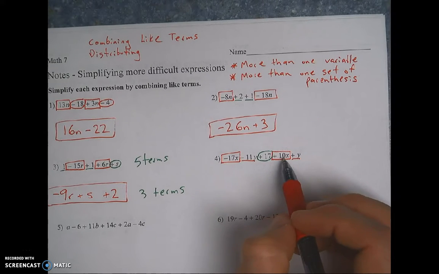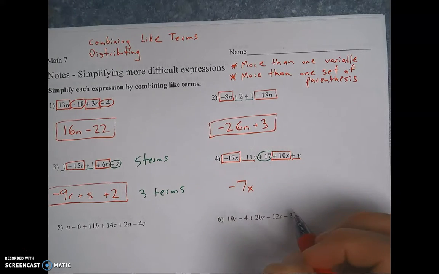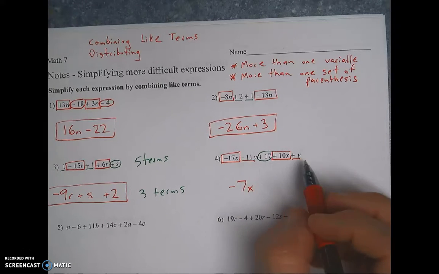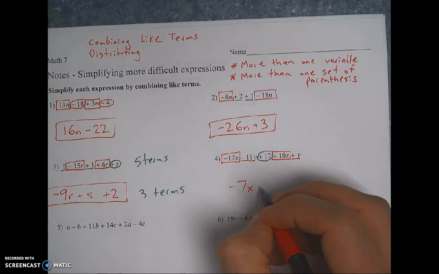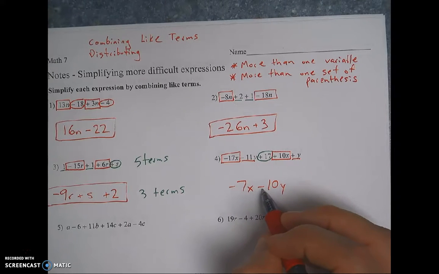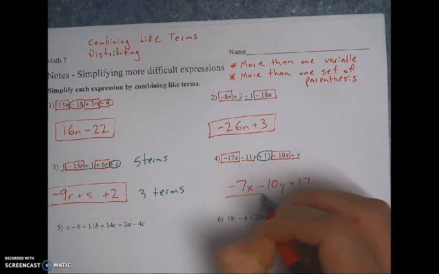So first, starting with my X's, negative 17X plus 10, that's a negative 7X. This is a negative 11, and this is a positive 1. So if I added 1 to negative 11, I get negative 10. So it's negative 10y, which I write as minus 10y. So remember, if I get a negative, I put a minus. So not minus negative 10, it's just a minus 10. And this plus 17 does not have anything to combine with, so the plus 17 just gets tacked on the end.